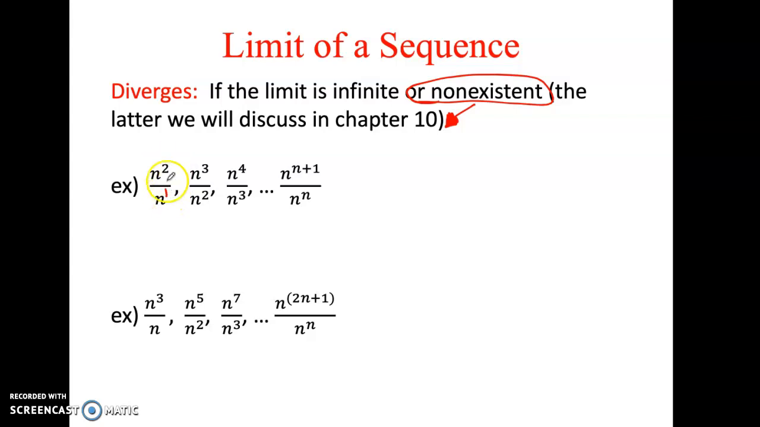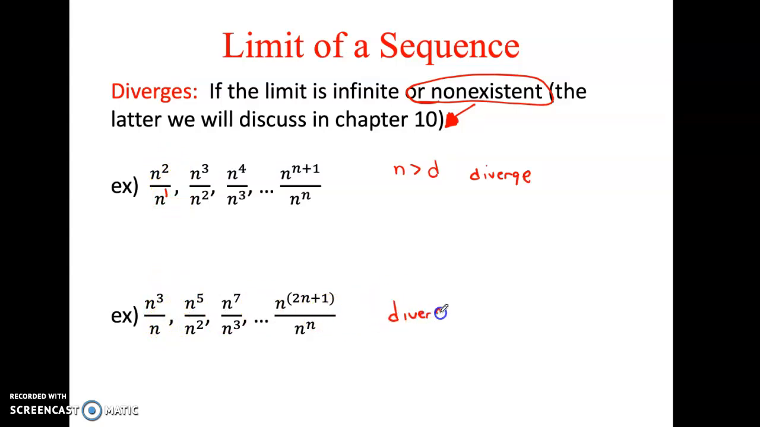So you could see right here that the numerator exponent is greater than the denominator exponent. Therefore, it must diverge. It does not converge. Okay, that's how I know it diverges, is that the numerator is greater than denominator. Here, the numerator is greater than denominator, it diverges.